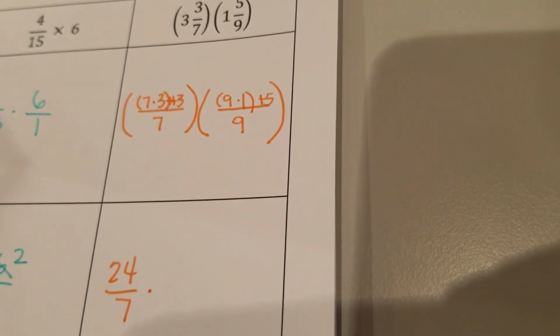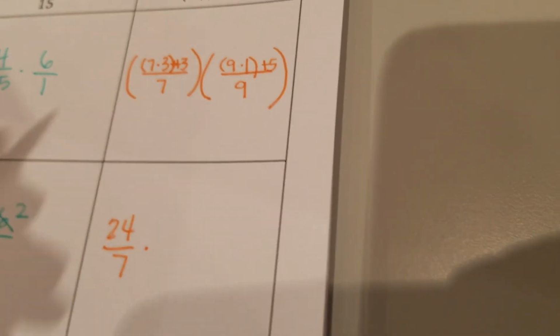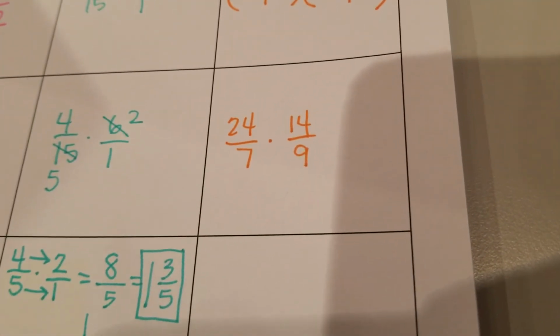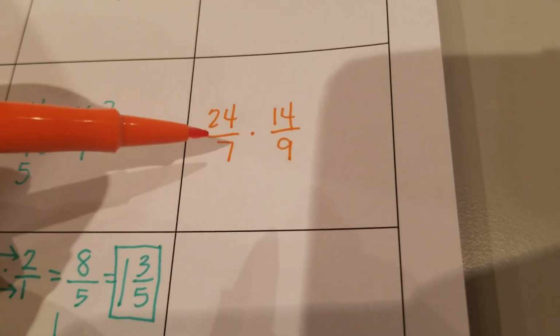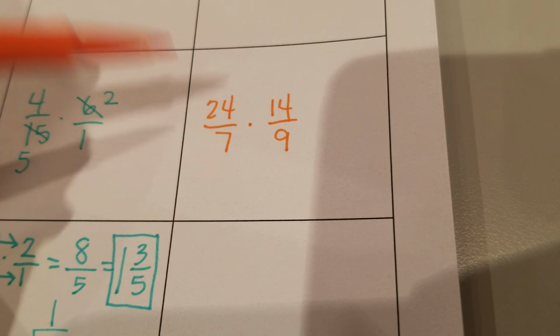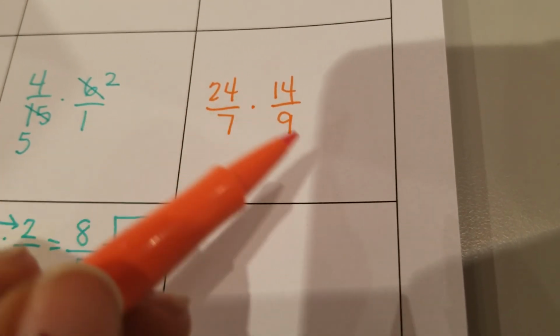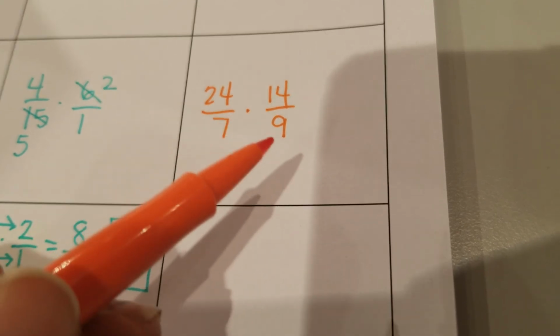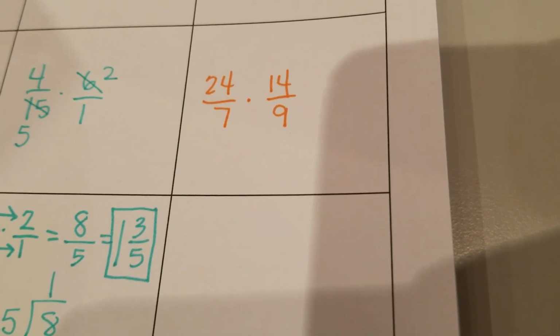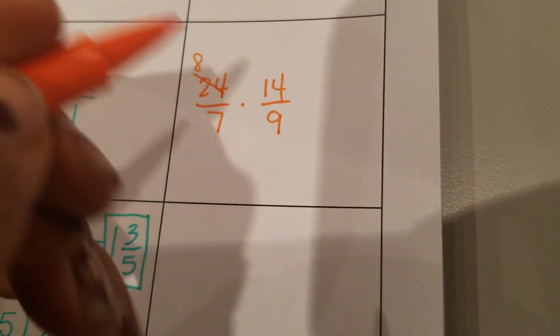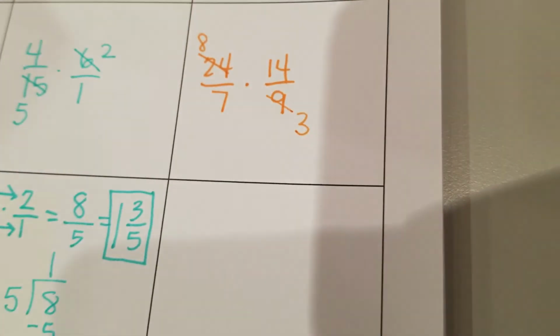times 9 times 1 is 9 plus 5 is 14. So 14 over 9. And now we need to simplify before we multiply. So 24 and 7 don't share a factor. 14 and 9 do not share a factor. So we have to check diagonally. 24 and 9 do share a factor of 3. So 24 divided by 3 is 8. 9 divided by 3 is 3.